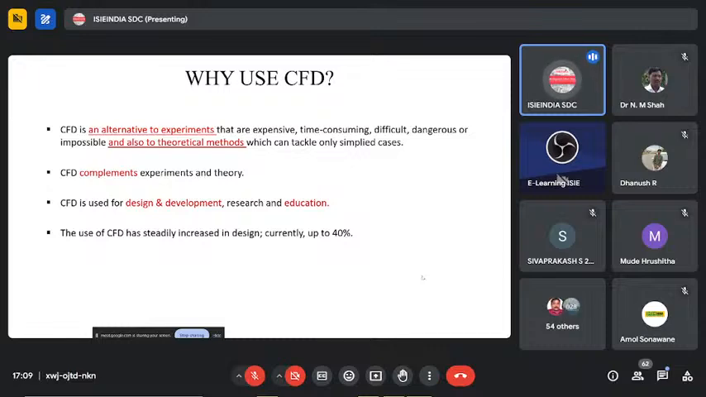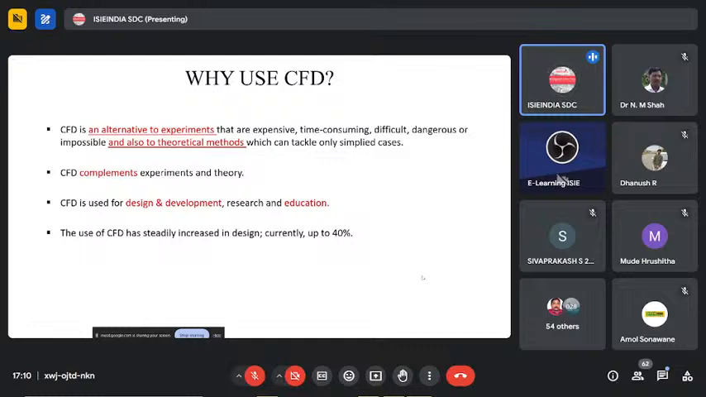Setting up and conducting experiments can take lots of time. The experimental process can take a lot of time, so CFD is time saving as well. Some experiments could be dangerous, so we can use CFD to study the situation safely on computer software. It is also feasible in some cases where conducting a physical experiment might be impossible due to some constraint, so CFD provides a practical alternative to the experiment.